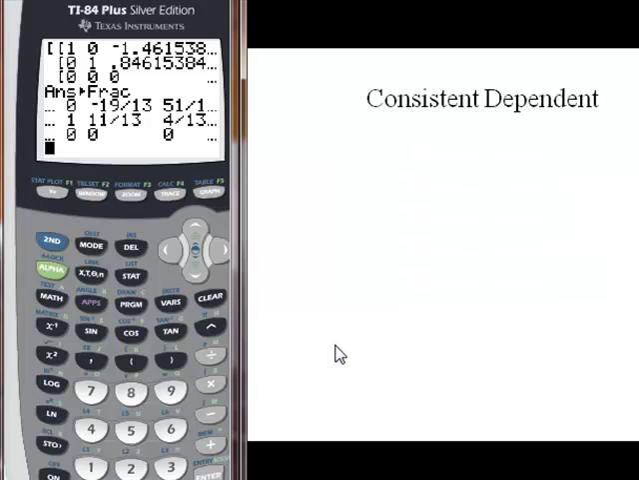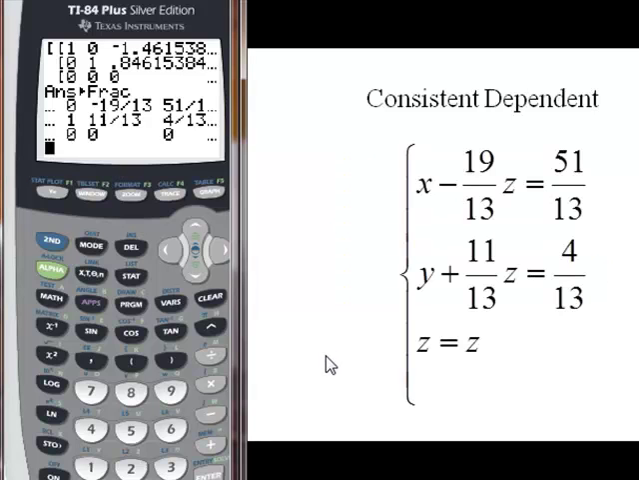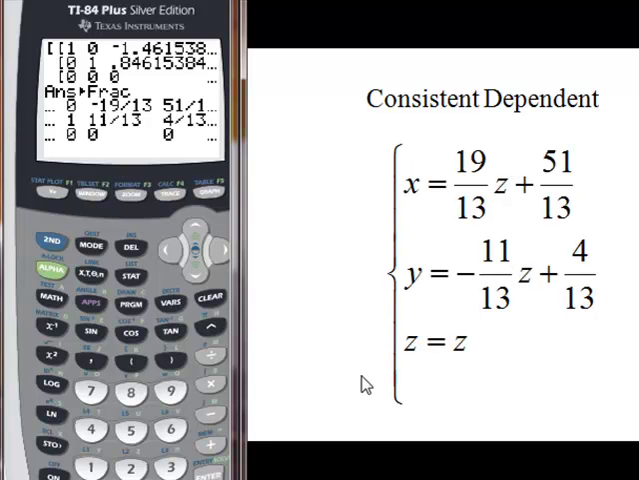So what that'll look like for my consistent dependent matrix is like this. So I'm going to let z equal z, and then I'm writing my other two answers in terms of z. So I'll solve these for x and y, and those will be my solutions. And that's why we call them dependent, because they're dependent on what z is. Now what we can do is we can put in values of z and get solutions. So that's a consistent dependent.